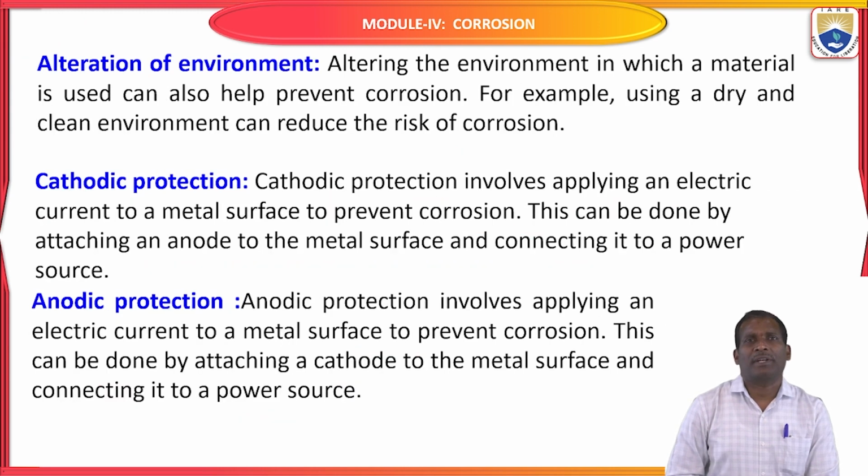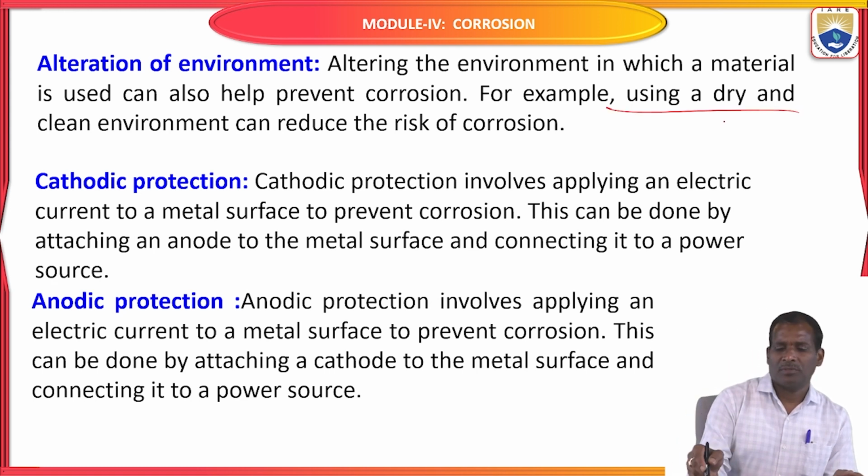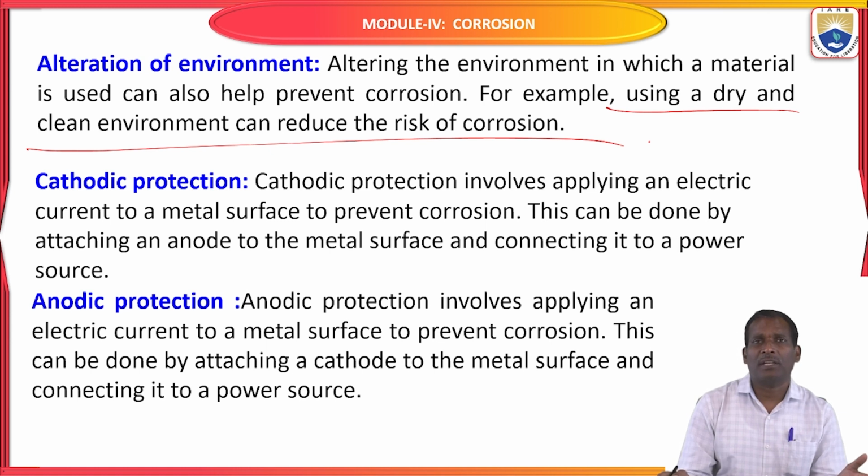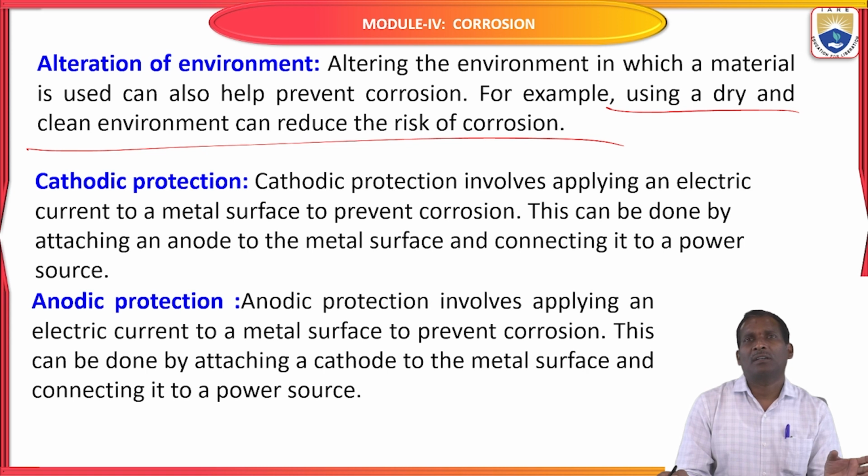Next, alteration of environment. Altering the environment in which a material is used can also help prevent corrosion. For example, using a dry and clean environment can reduce the risk of corrosion, but not a wet environment. In a wet environment, the chances of corrosion are very high. So altering the environment in which a material is used can also help prevent corrosion. It depends upon the environmental conditions, and only then can you reduce the corrosion.